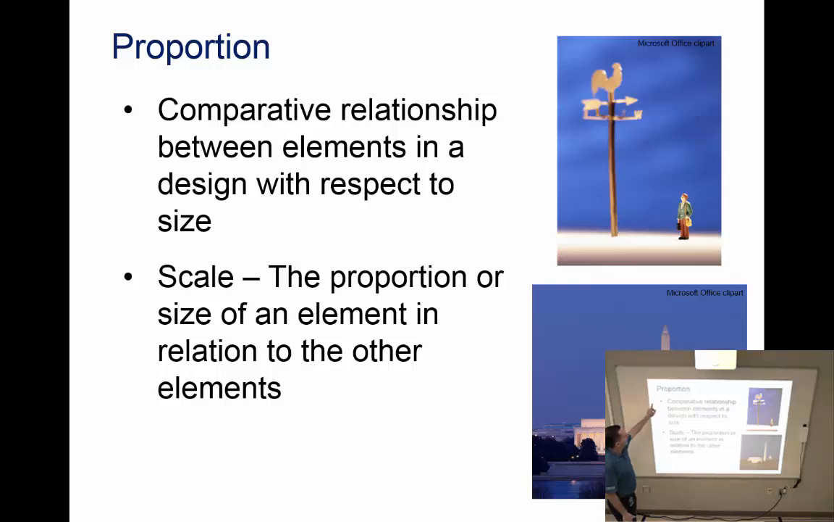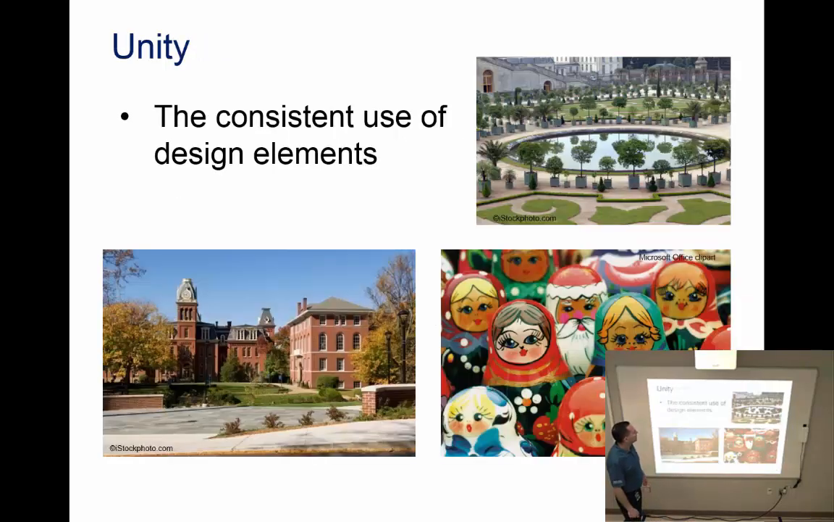A couple more. Proportion is the comparative relationship between the elements in a design with respect to size, and the scale then is the proportion or size of an element in relation to the other elements here. And they're showing the mall in Washington, D.C. as an example of proportion scale between some of the very famous monuments. Obviously, these are not right next to each other. If you've been there before, there's quite a bit of distance in between, but they're showing the scale in this image.